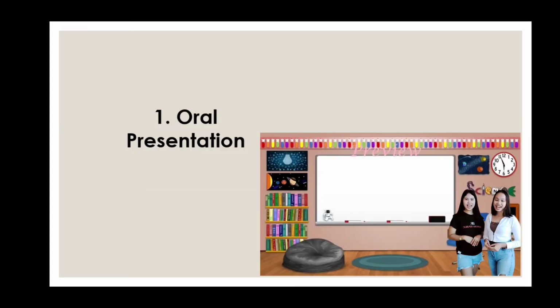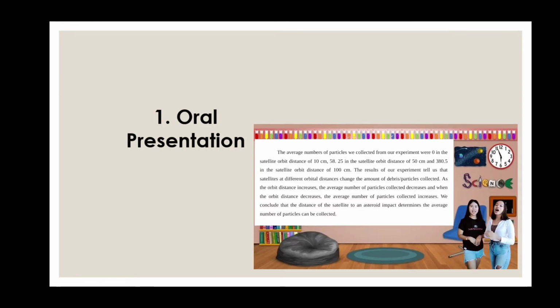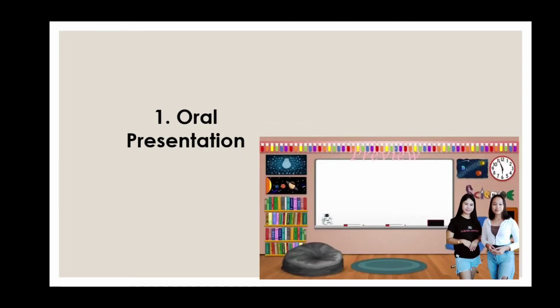So now, let us proceed to the examples of performance assessment that contain those characteristics that I've mentioned earlier. The first example is oral presentation. I, together with my classmate, present our learnings about astronomy. We perform a presentation, and this is the first characteristic of performance assessment. That is, students perform, create, construct, produce, or do something.